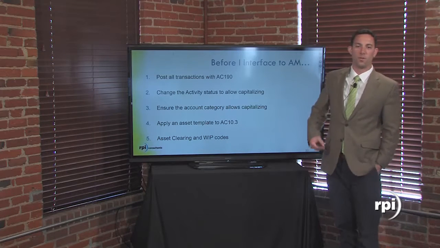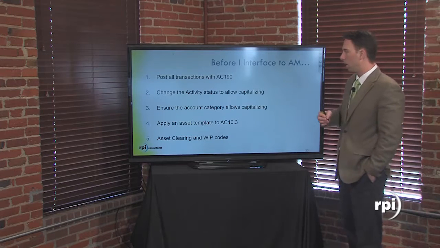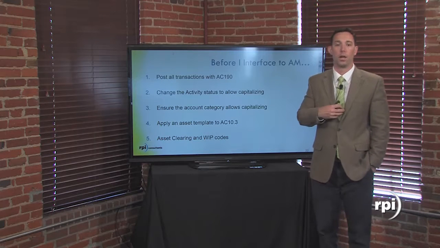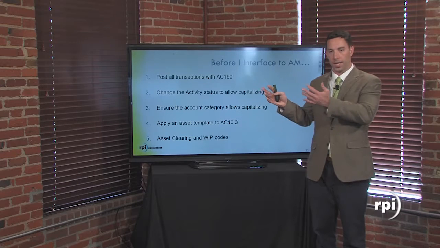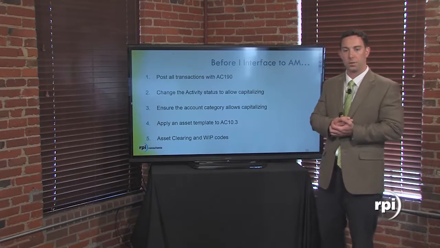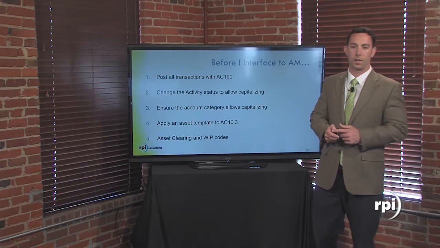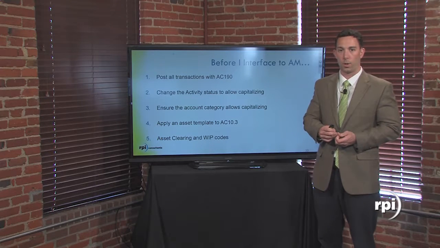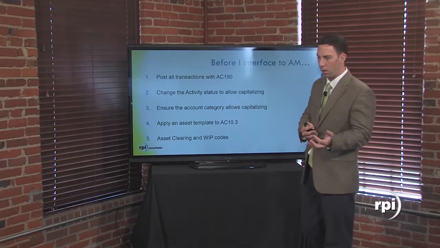All right, so before I run AC 160, what needs to happen? Right, I can't just have all these costs coming into my project accounting module and then just say, all right, I'm going to run the AC 160 and everything that I need to flow into AM is going to flow. I need to, step one, post all of my transactions with AC 190. Okay, just like GL 190 posts all your journal entries, AC 190 is going to post all those entries that AP 175 has brought over.